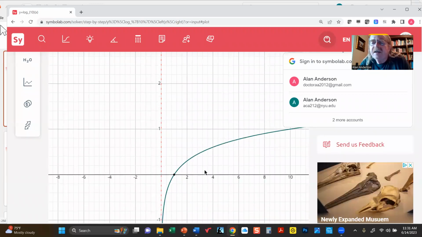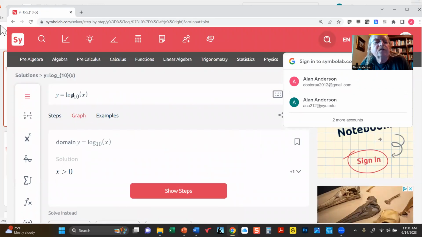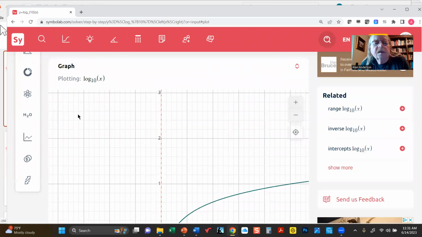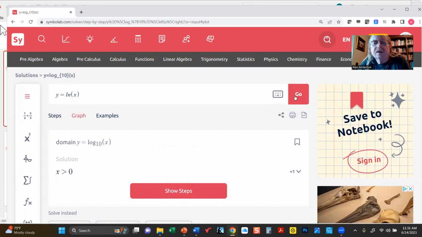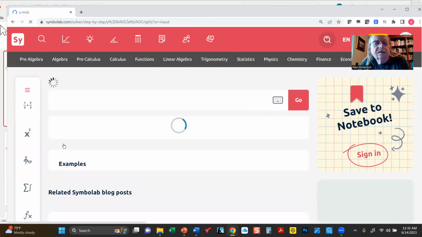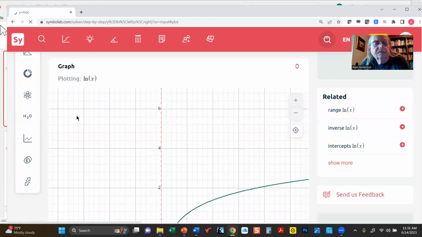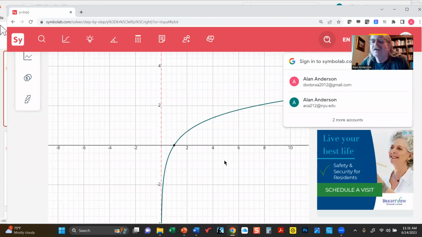Now, as it turns out, the basic shape here is the same no matter what the base is. In fact, what I'm going to do is show you right now how this would look if it were, let's say, ln x. And you'll discover, whoops, I forgot to hit the go button. Yeah, if you can see the difference between this and the other one, then you have very good vision because it's very, very similar.